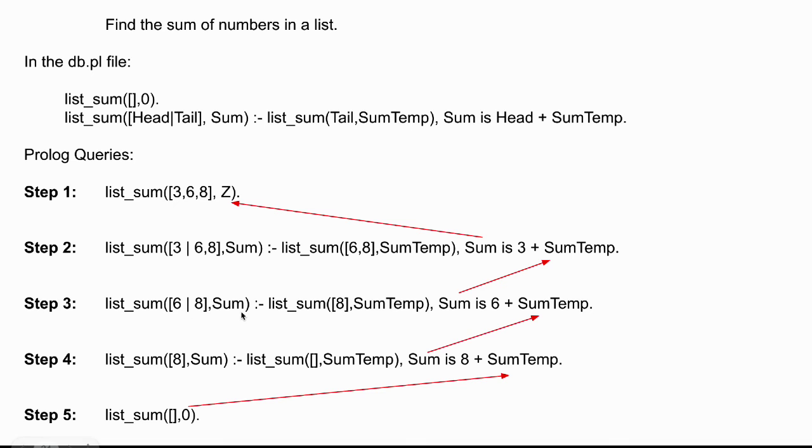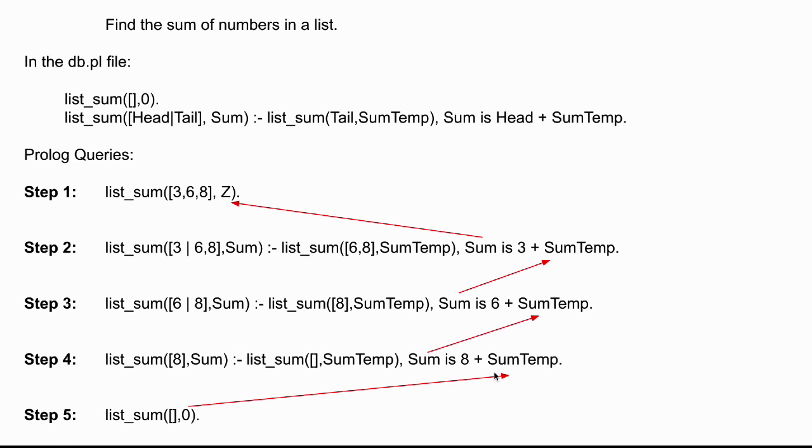This is list_sum([6,8], Sum). This is true if list_sum of the tail, SumTemp, then Sum is this. Then the Prolog program wants to check this. So again, this is divided into a head and a tail. So now the tail is empty. Now when the tail is empty, you need to check this first rule. So the first rule gives you an output of 0.